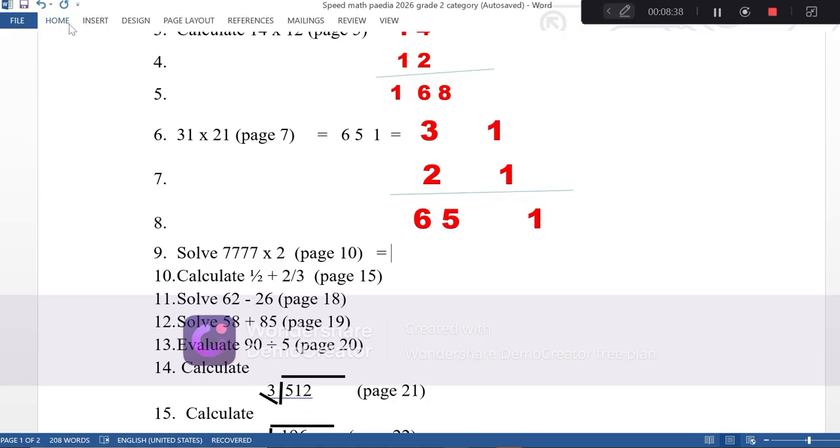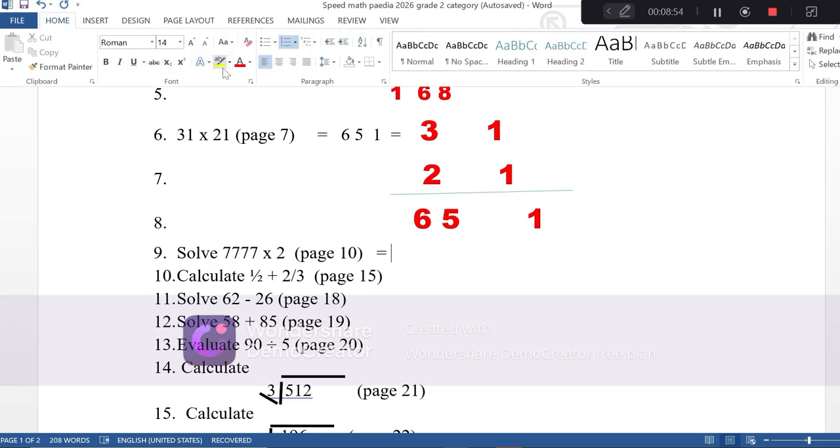You quickly multiply one of these numbers. The first number here is 7. 7 times 2 is 14. As 7 times 2 is 14, what we need to do next is to write the 14 and space it.